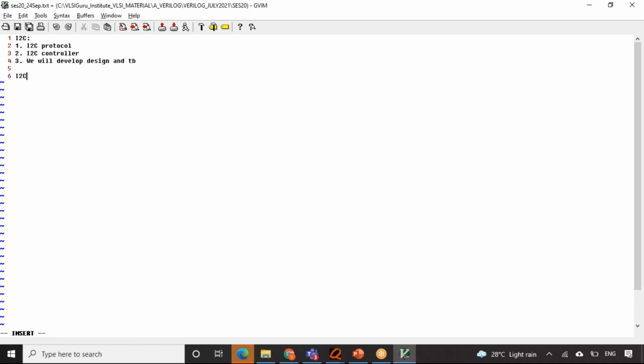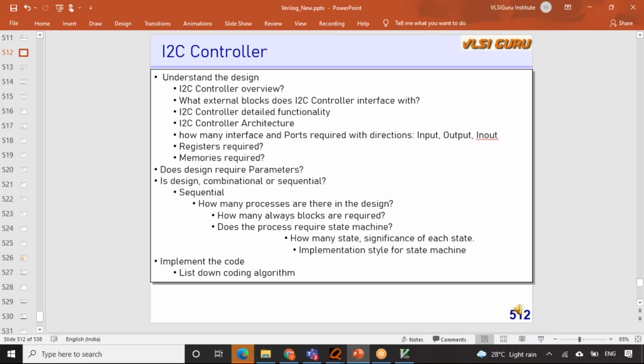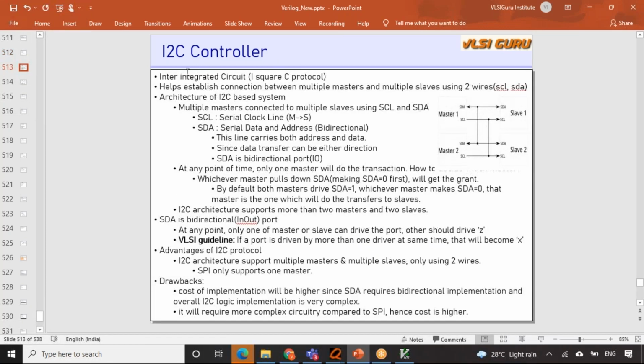First, let's spend some time understanding the I2C protocol. I2C stands for Inter-Integrated Circuit. You read it as I2C protocol. How do you read this? I2C protocol. What does I2C stand for? Inter-Integrated Circuit. I2C helps establish connection between multiple masters and multiple slaves using 2 wires.